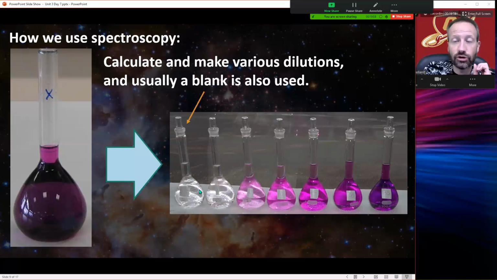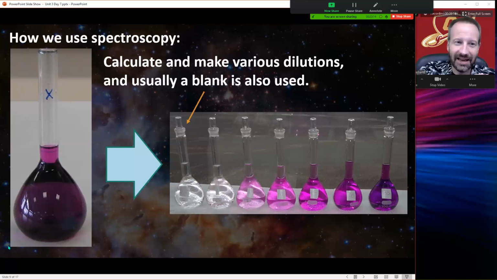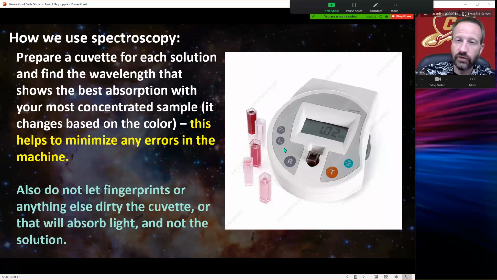So your blank is what you're dissolving the thing you're looking for in. It should match everything except for the colored species, the colored molecule. So I take each of those. Let me go back a slide. Oh, yay, that worked. I take each one of these new solutions that I still know the molarity for, and I put them in a cuvette. So here's my little great big cool cuvettes. There's my blank there. So here's a really, really dark one, not so dark, you get the idea. Okay. I take those and I put them in the spectrophotometer.